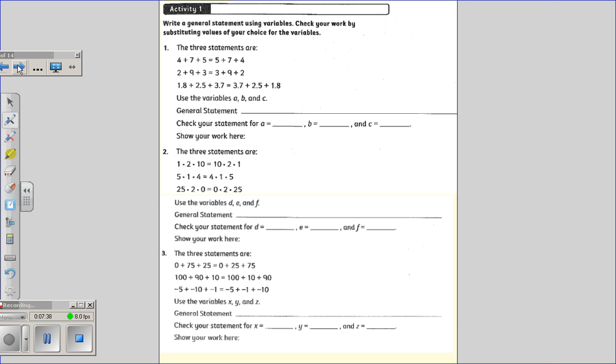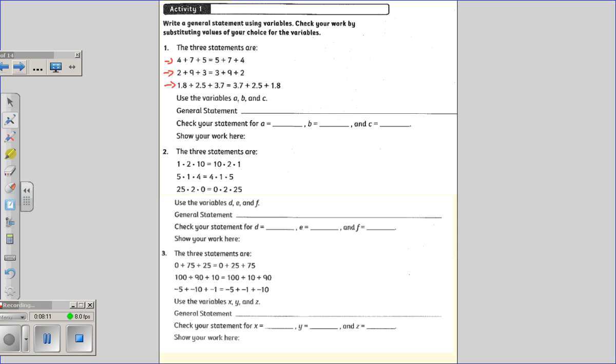All right, now your turn to practice. Activity 1 on your worksheet. Number 1 gives you 3 statements. You must add 3 digits together. And then on the other side of the equal sign, the same digits are used, but they're in a different order. You need to write a general statement about these addition problems.